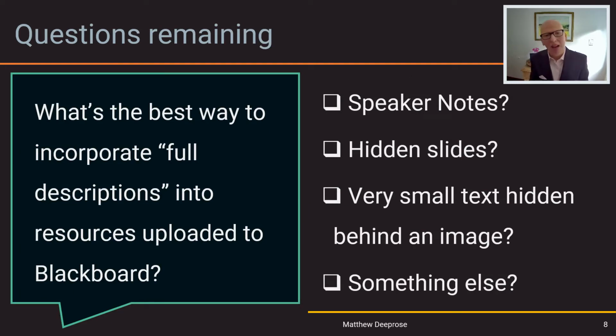So we've got to grips with how to write descriptions for complex images, and we have resources that we can use that explain how to do it. The question that remains for me, which I want a good answer to before I go out briefing academics on this topic, is when we need to use full descriptions, where do we put them in the document, be it a Word document, PowerPoint presentation, or something else?